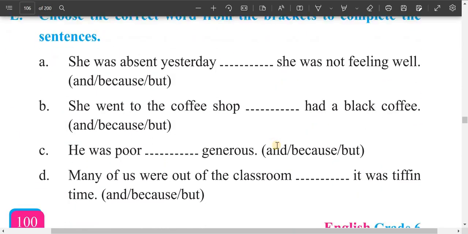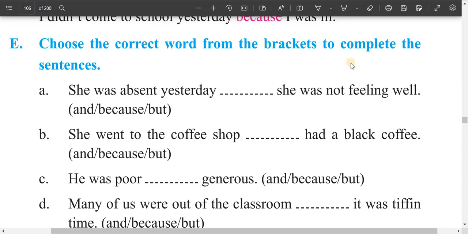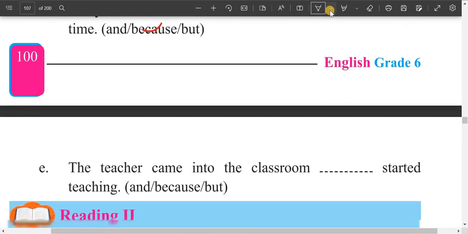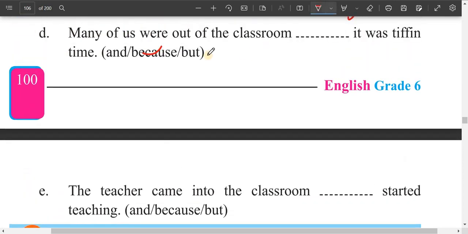See here. Choose the correct word from the brackets to complete the sentences. She was absent yesterday because she was not feeling well. It's very easy. B, she went to the coffee shop and had a black coffee. He was poor but generous. Many of us were out of the classroom because it was tiffin time. Next one, the teacher came into the classroom and started teaching.